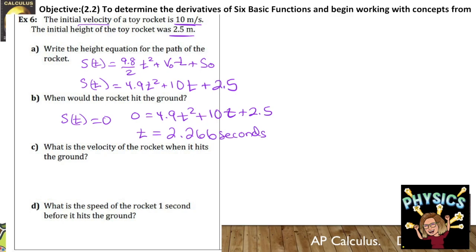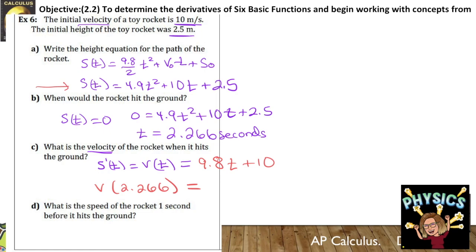Question C, what is the velocity of the rocket when it hits the ground? So that's asking for velocity. Well, s prime of t is equal to the velocity. And the velocity equation, go back up to here, find the derivative, is going to be 9.8t plus 10. Specifically, I want to know the velocity when we hit the ground. So v at 2.266 equals what number when it hits the ground? Figure it out, write it down. The units that you're going to be working in will be meters per second.